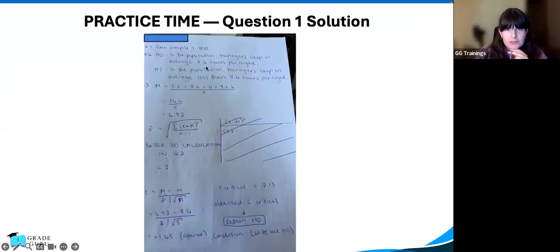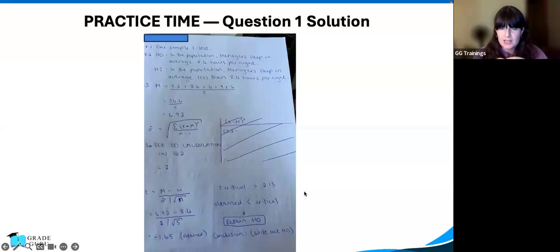Your H0 should have been: in the population, teenagers sleep on average 8.4 hours per night. And your H1 should be: in the population, teenagers sleep on average less than 8.4 hours per night. Your sample mean should have been 6.92. Your standard deviation should have been 2. Your T obtained should be negative 1.65, and your T critical should be 2.13.